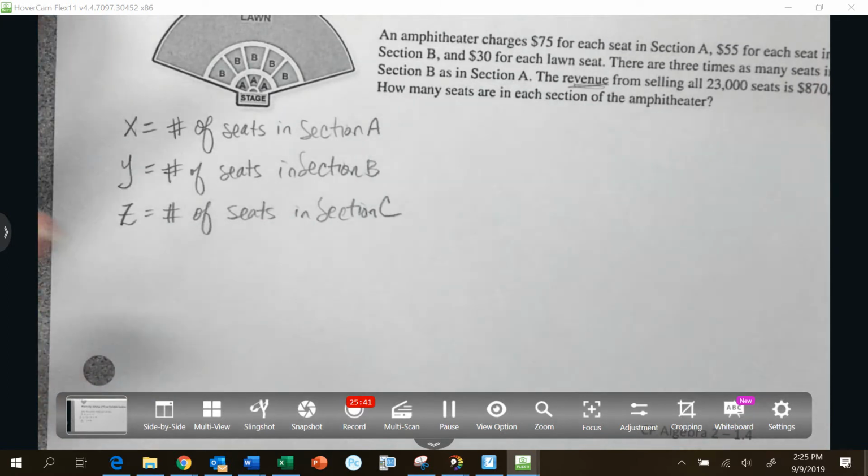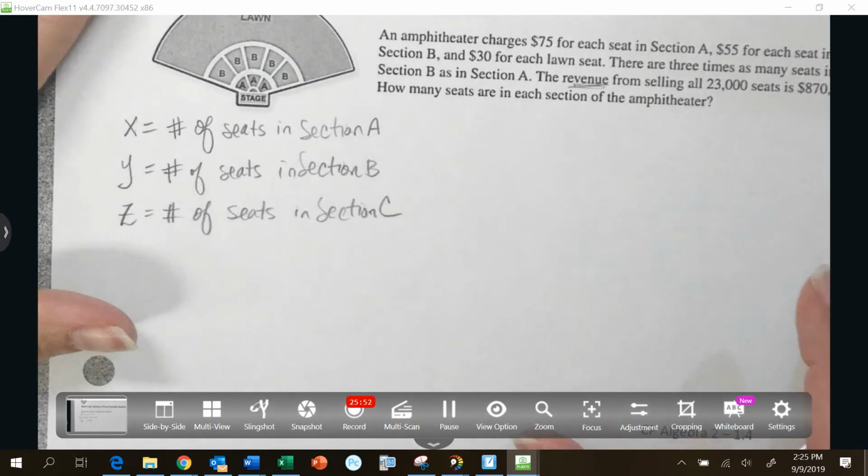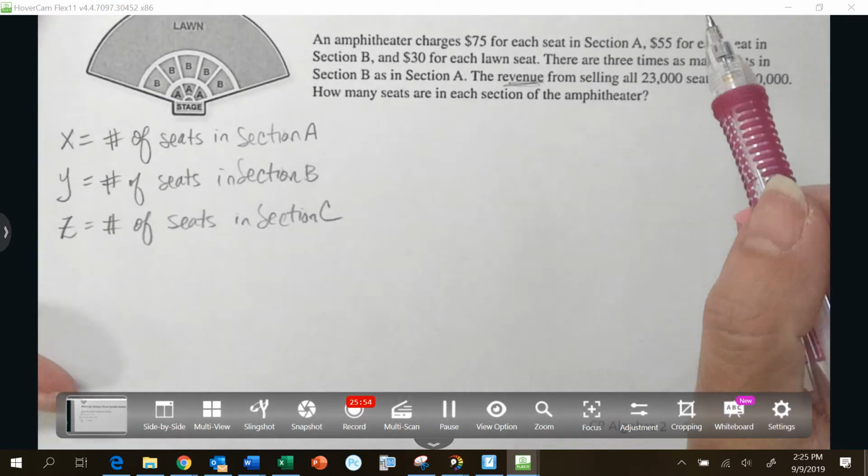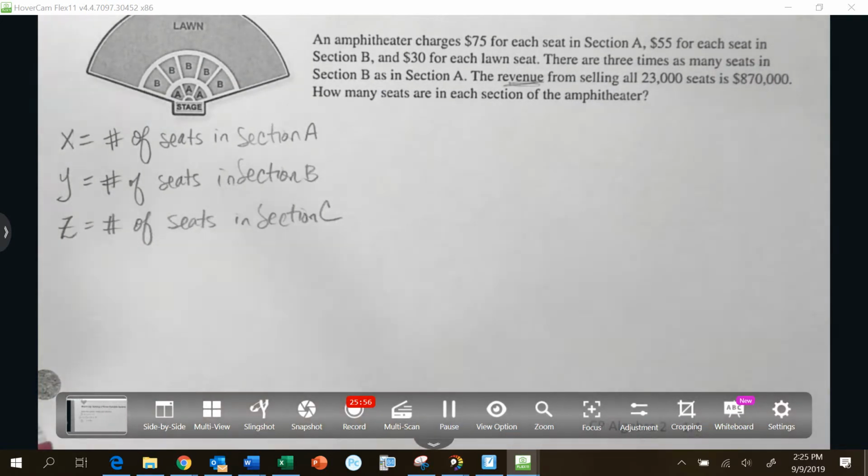Revenue has to do nothing with this? No, it has to do with it. Tons. So revenue is how much money they brought in for selling out the amphitheater. So this X, Y, Z is the number of how many seats are in each section.